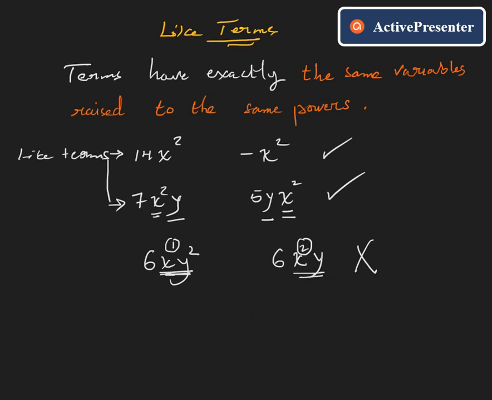Even if I say 6xy squared and 6x squared y squared, y and here y, the same variable raised to the same power. So we are okay with y. However, x and x here, we have the same variables, but x here is raised to the power 1 and here raised to the power 2. So these two examples are not like terms.